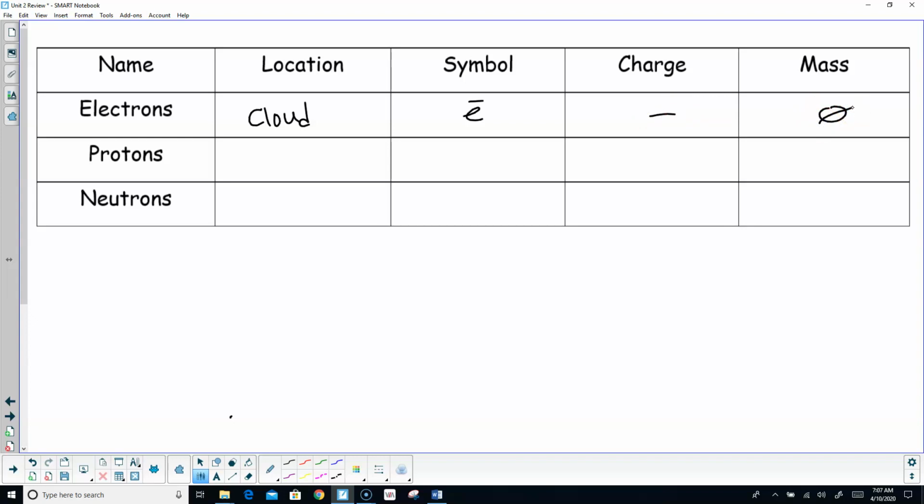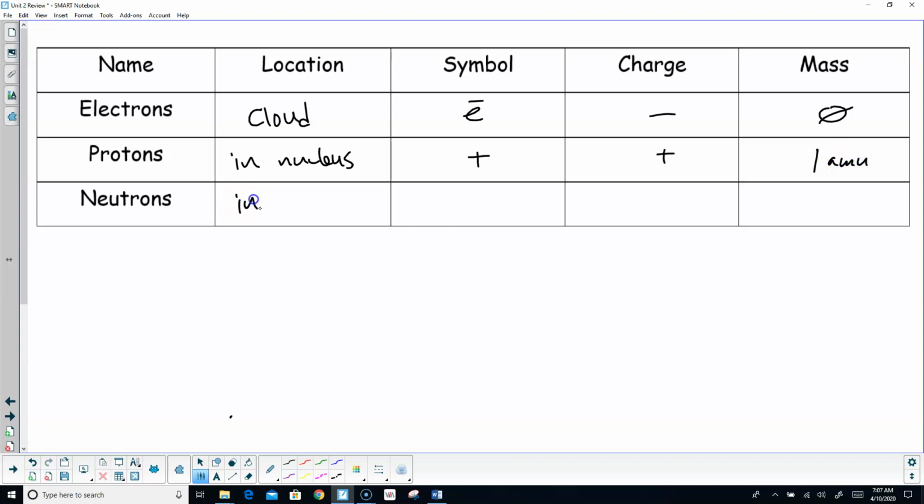Okay. Protons are found in the nucleus. They have a symbol of plus. They have a charge of plus 1, they're positive. And they have a mass of 1 AMU, 1 atomic mass unit.